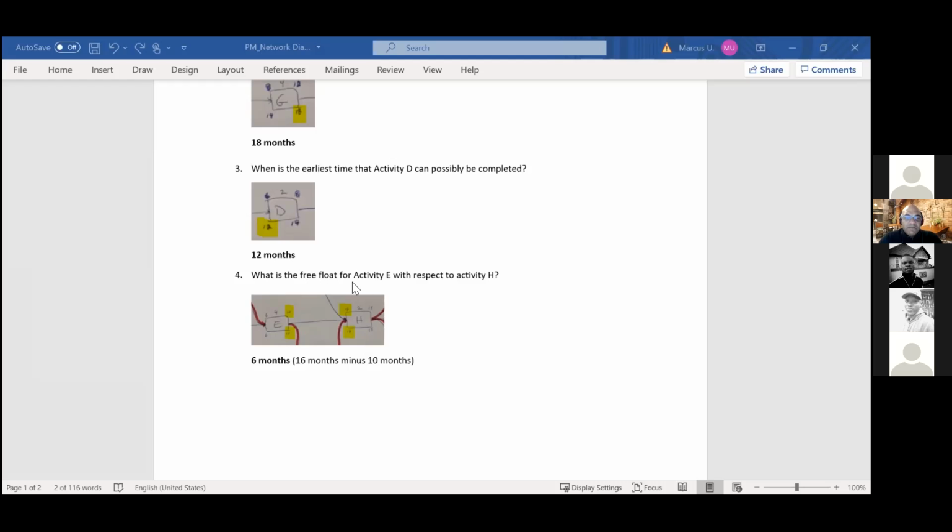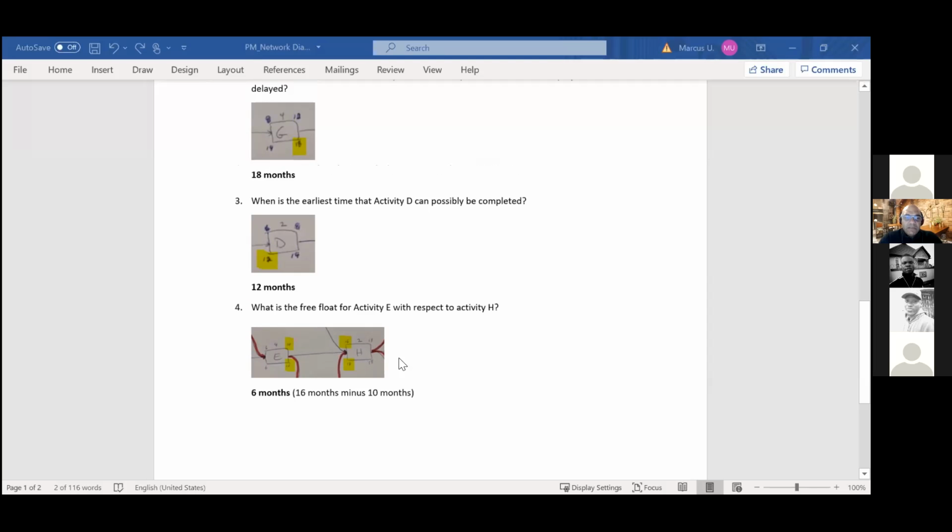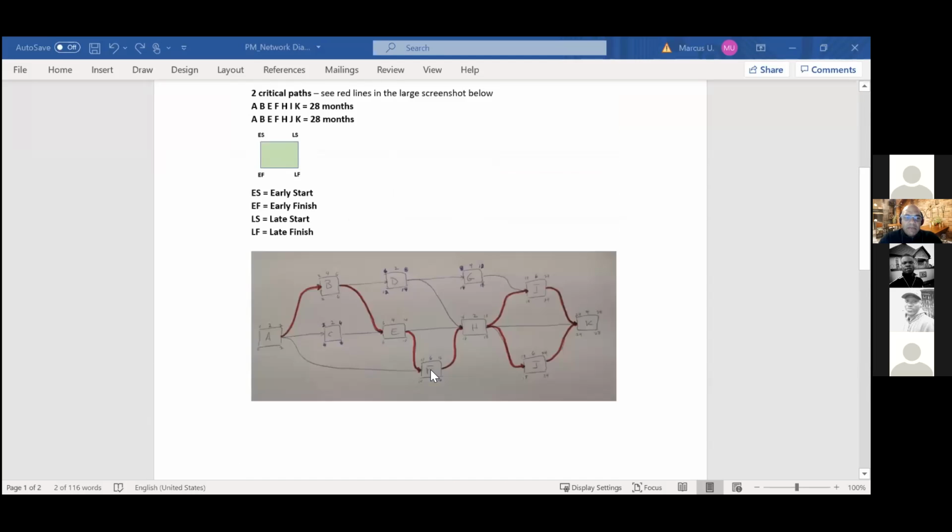So question 4, what is the free float for activity E with respect to H? So you'll see here that 16, early start and early finish for activity H. And then we have late start and late finish for activity E. So just, 16 subtract 10, that's your 6 months. So 16 months minus 10 months, and that's it, 6 months. So that's your free float with respect to activity E with respect to activity H. Right? So that's it. So those are the answers.